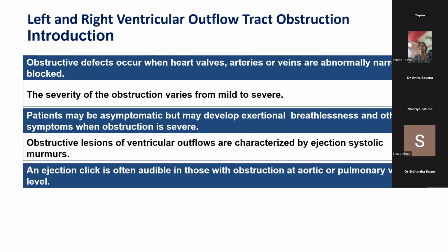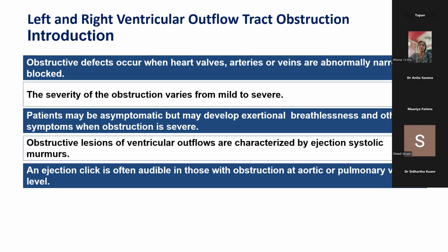You can have varying degrees of obstruction severity, and that is why management is important, because it depends on how severe the obstruction is. Patients may be totally asymptomatic even when the obstruction is severe, but often they have symptoms like breathlessness on exertion or even chest pain in case of aortic stenosis. The characteristic finding of right and left outflow tract obstruction, excluding coarctation of aorta, is an ejection systolic murmur. We call it ejection because it is produced by blood being ejected from the outflow into the great artery, aorta or pulmonary artery.